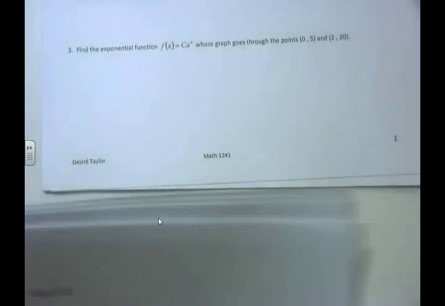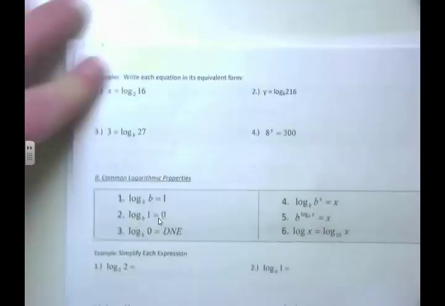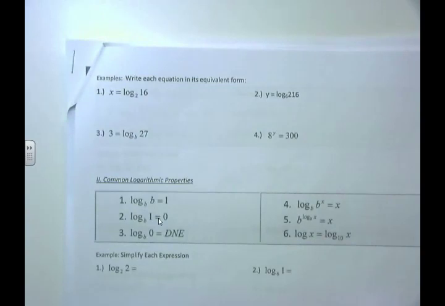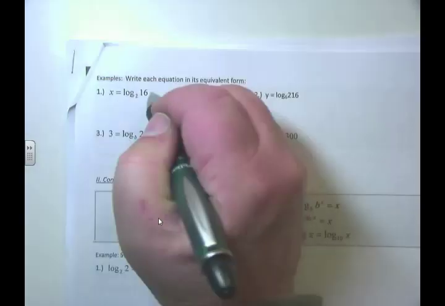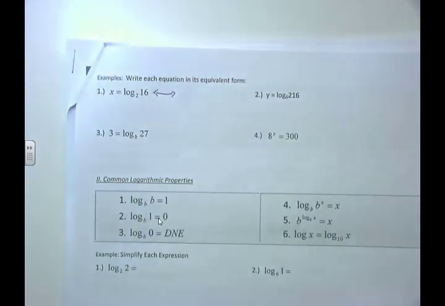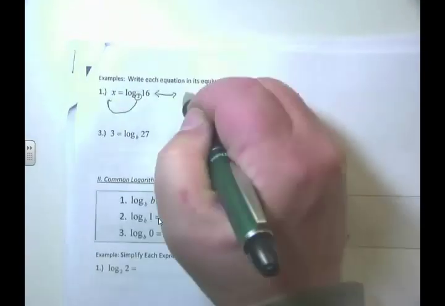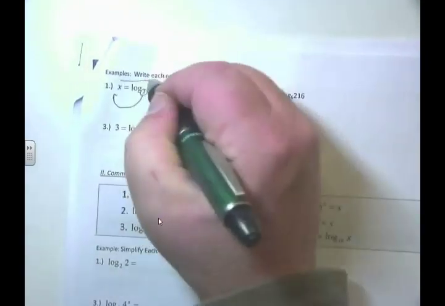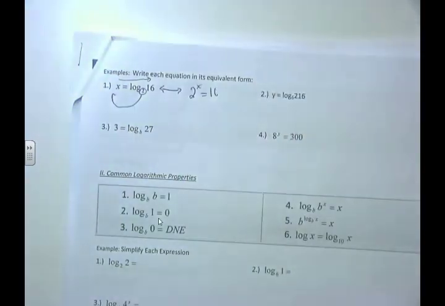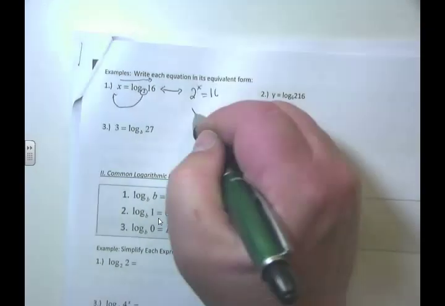So, turn back. Solve these logarithmic equations. X is equal to log base 2 of 16. That confuses people just looking at it. Again, x equals log base 2 of 16. If you don't like it, rewrite it. 2 raised to the x equals what you're taking the log of, which is 16. That's an easier way to handle it. 2 raised to what power equals 16?